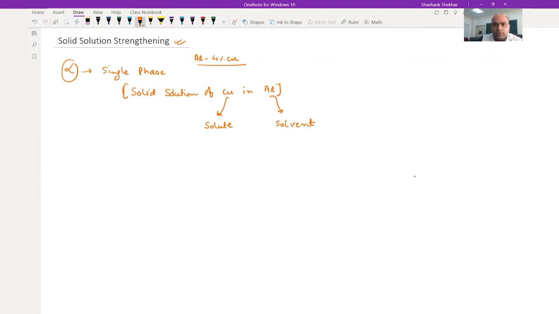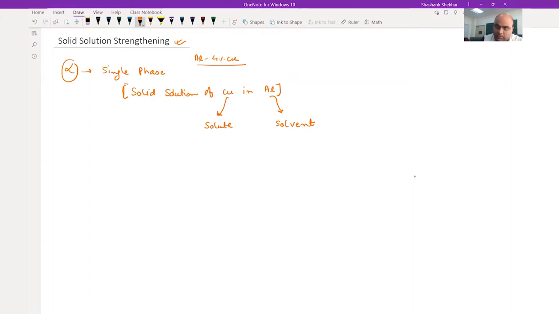Now, because of the presence of copper, which is a solute, the dislocation movement is going to be restricted. Because of that, you are going to see some amount of strengthening. Since it is happening because of the formation of solid solution, the whole phenomenon is called solid solution strengthening. Again, remember, alpha is a solid solution of copper in aluminum. Copper is restricting the movement of dislocation, and that's why the whole concept is called solid solution strengthening.